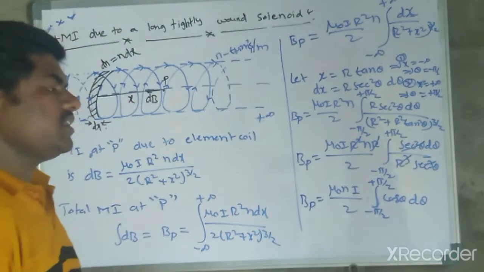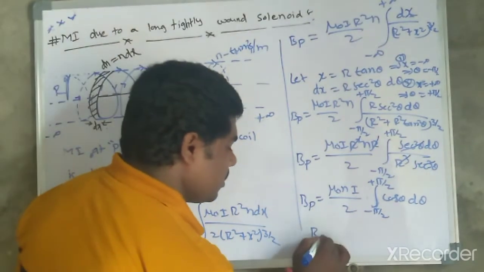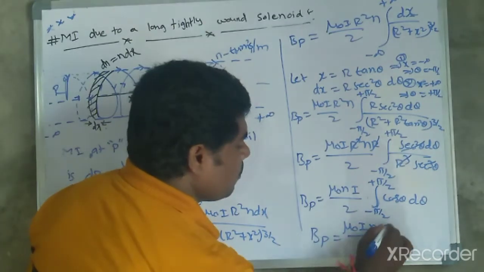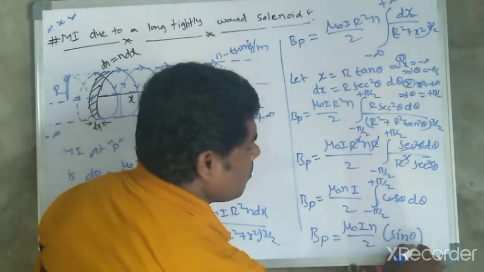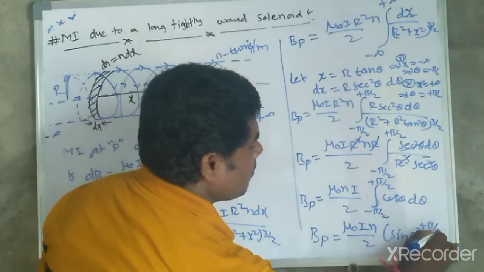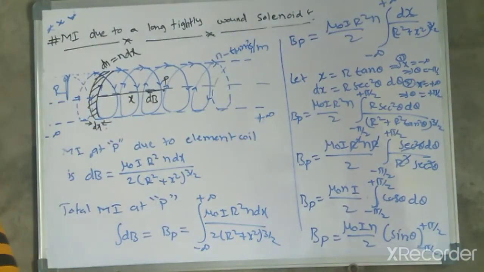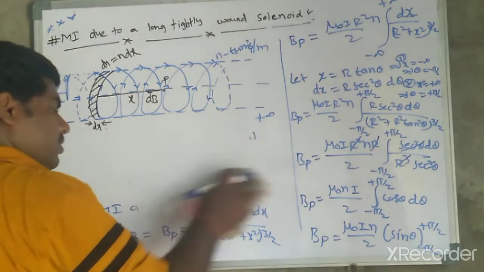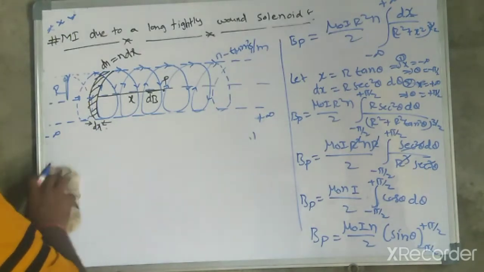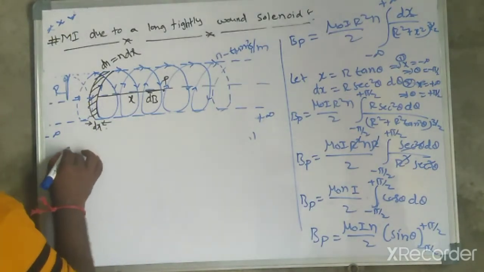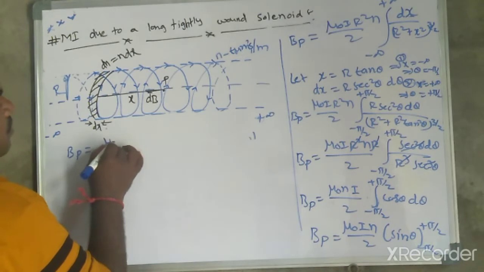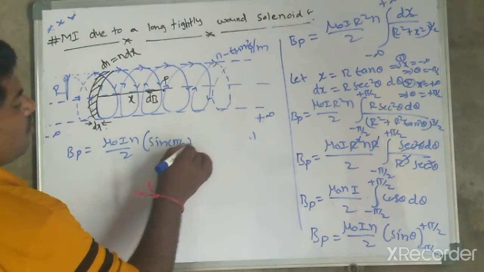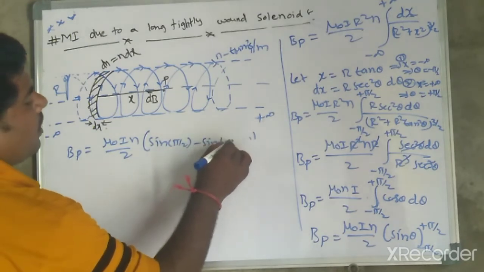The integral of cos theta is nothing but sin theta. So BP should be equal to mu naught I into n divided by 2 into sin theta, from minus pi by 2 to plus pi by 2, higher limit minus lower limit. So here BP is equal to mu naught I n divided by 2 into sin of pi by 2 minus sin of minus pi by 2.